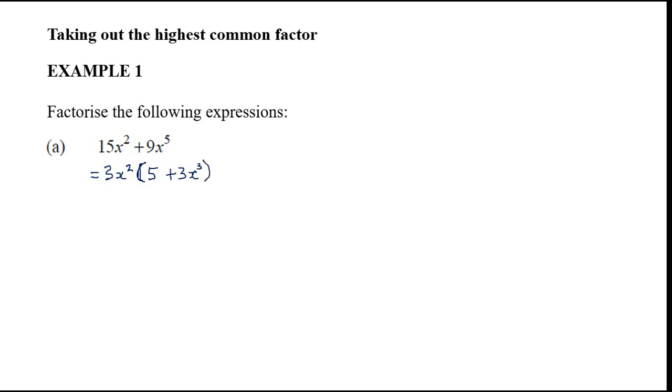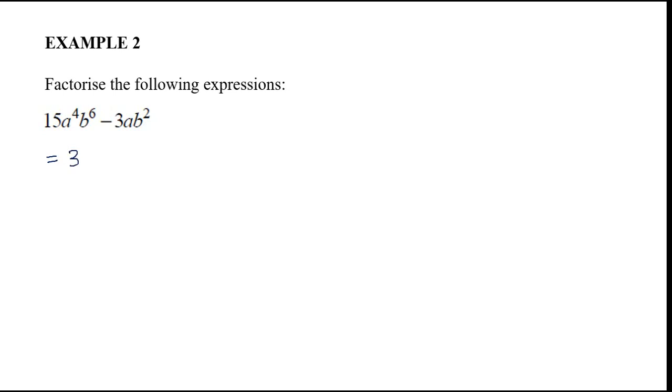So when you're asked to factorize, this is basically what you are doing. Now let's look at another example where we have to factorize the following expression. Now we've got two variables, but it's the same procedure. You ask what is the common factor between 15 and 3. That common factor is 3 because 3 can divide into both.